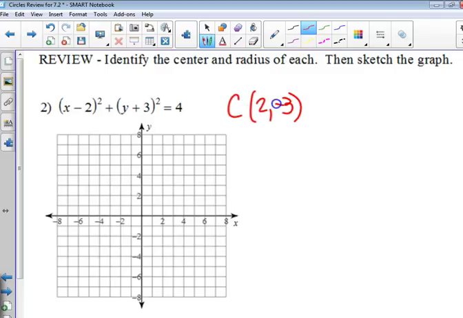2, -3. Okay. And the radius is the square root of 4 or 2. Now we're going to do the sketch. Now, you can only go up, down, left, and right, because if you go out at an angle, 2 units is not going to land on an ordered pair, right?